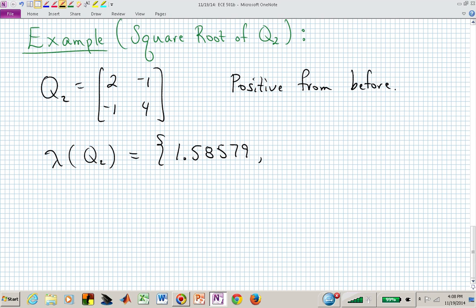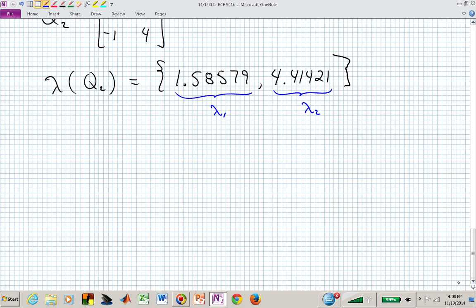So although we started with this nice looking matrix, its eigenvalues are not necessarily nice numbers, if you think of nice being integers or something limited in terms of their significant figures. And the other eigenvalue is 4.41421. Now let me label those. This I will label lambda sub 1, and this is lambda sub 2. And that will be important because we are going to associate with each of those eigenvalues an eigenvector.